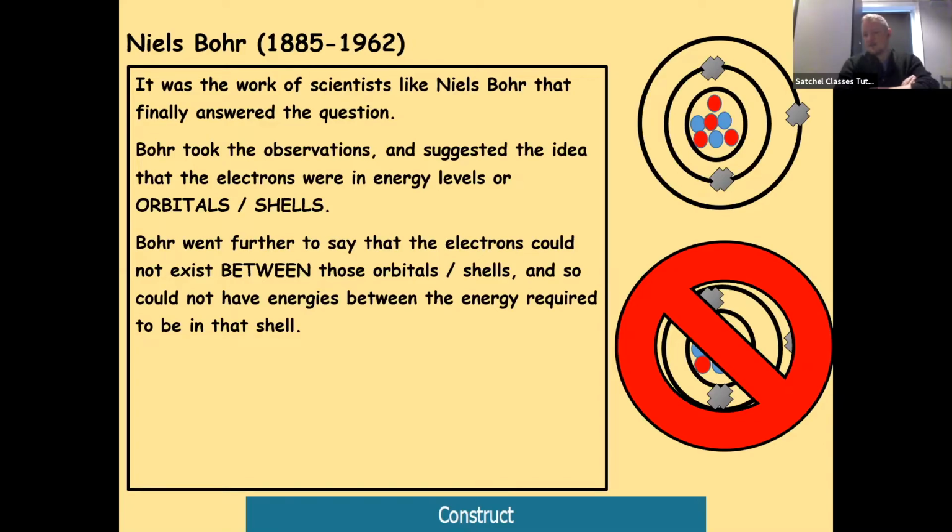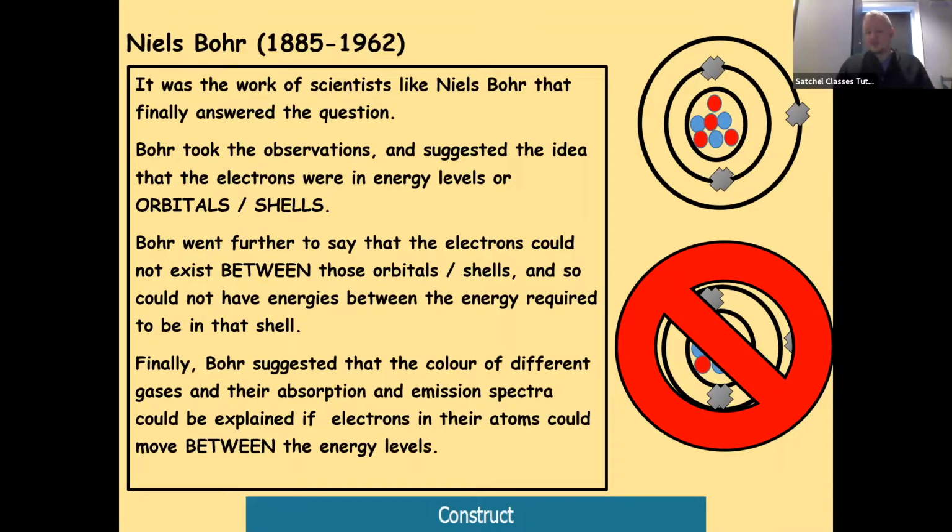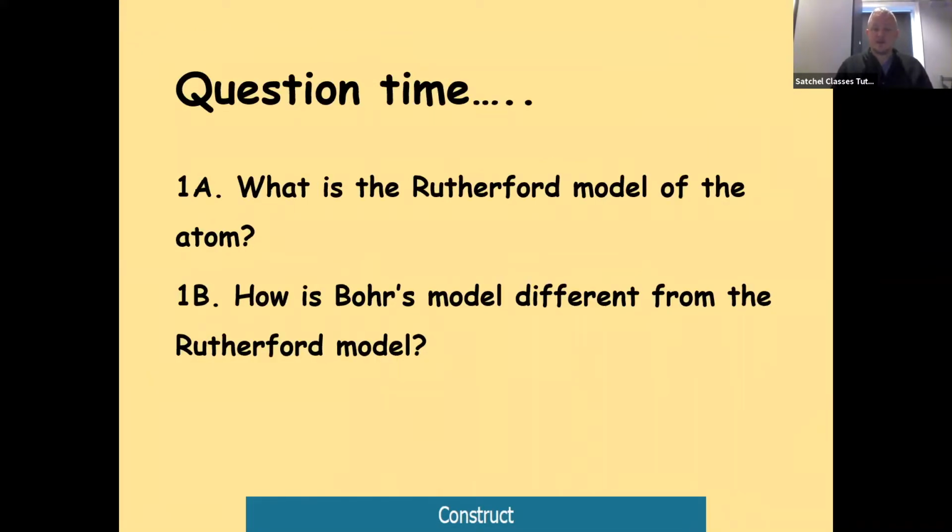By this, I mean they could have an energy that matched the energy level of a shell, but they couldn't have anything in between at all. So electrons couldn't exist between the shells. They literally had to be in a position on a shell and nowhere else. Finally, Bohr suggested that the color of the different gases in their absorption and emission spectra could be explained if the electrons in the atoms could move between the energy shells. And that's something that we're going to talk about in a moment.